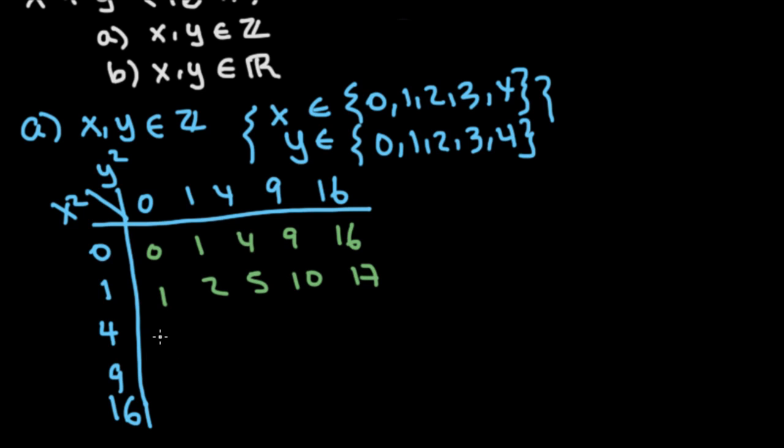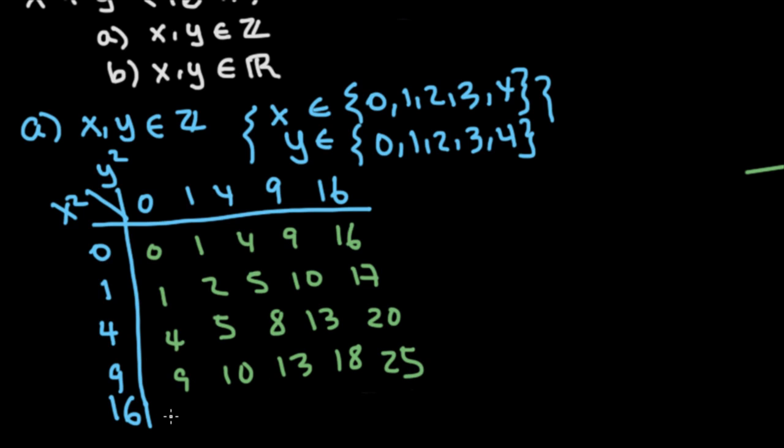1, 2, 5, 10, 17, 4, 5, 8, 13, 20, 9, 10, 13, 18, 25. And the last row in the table is going to be 16, 17, 20, 25, and 32.